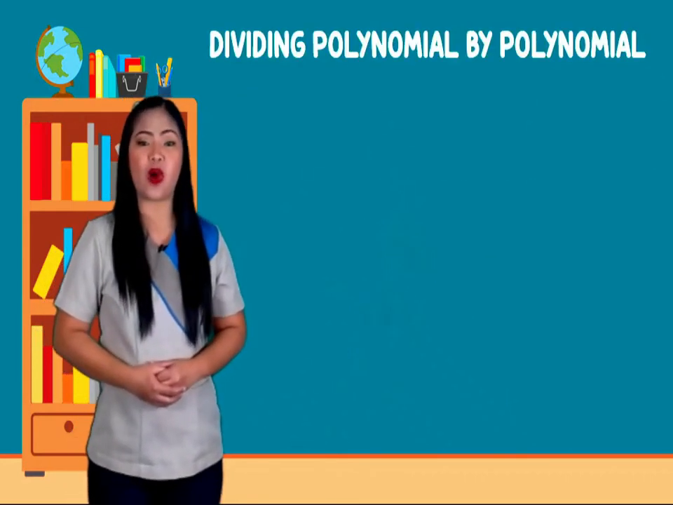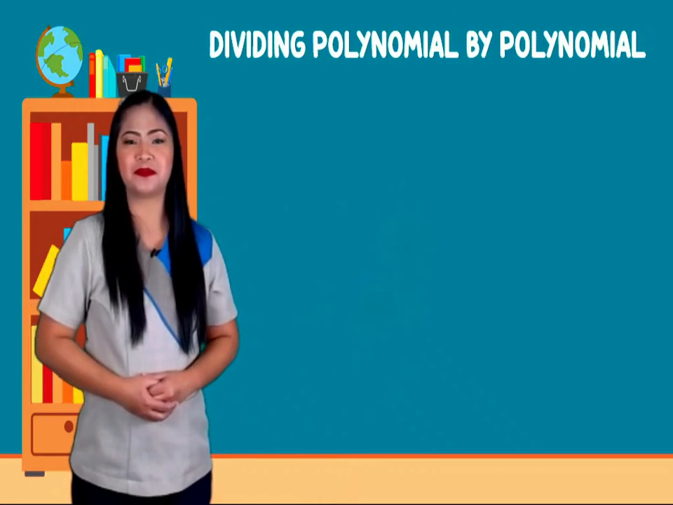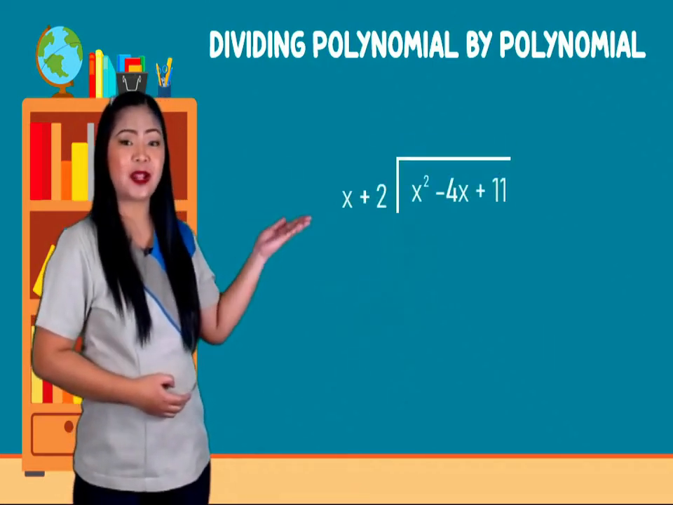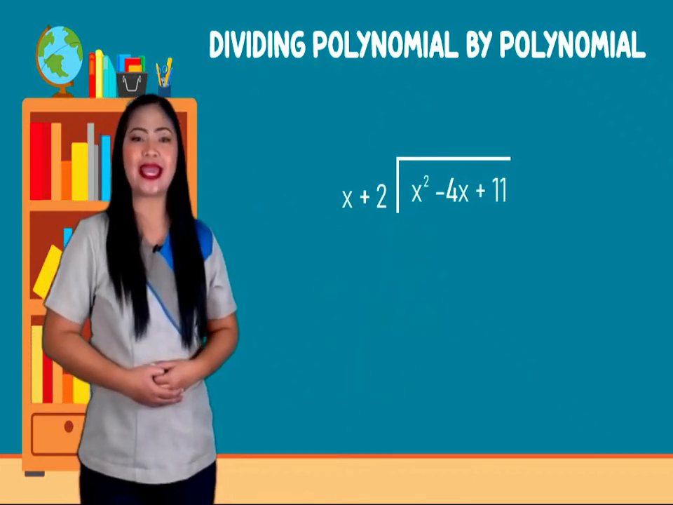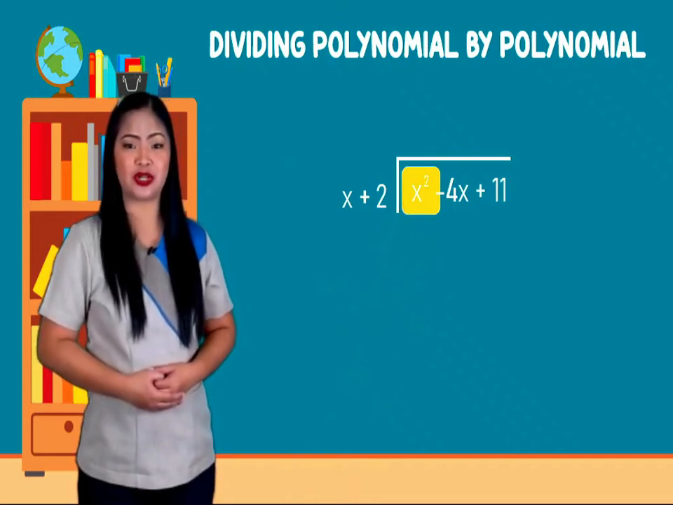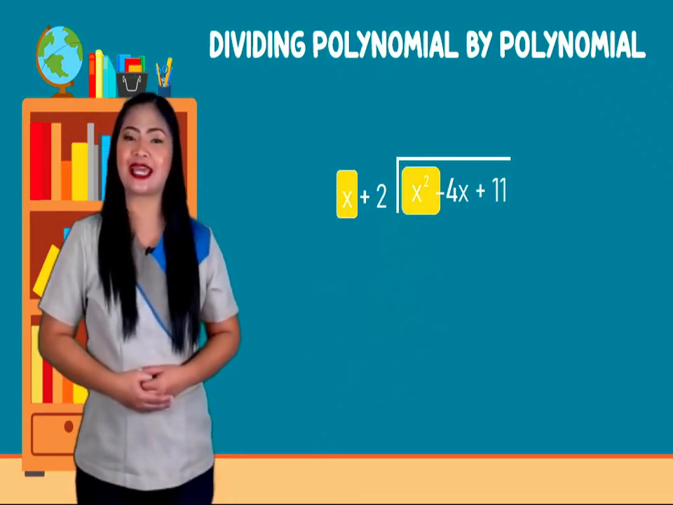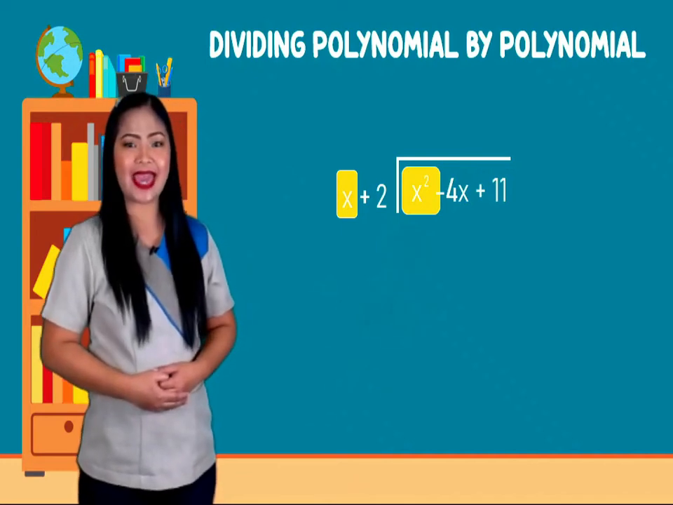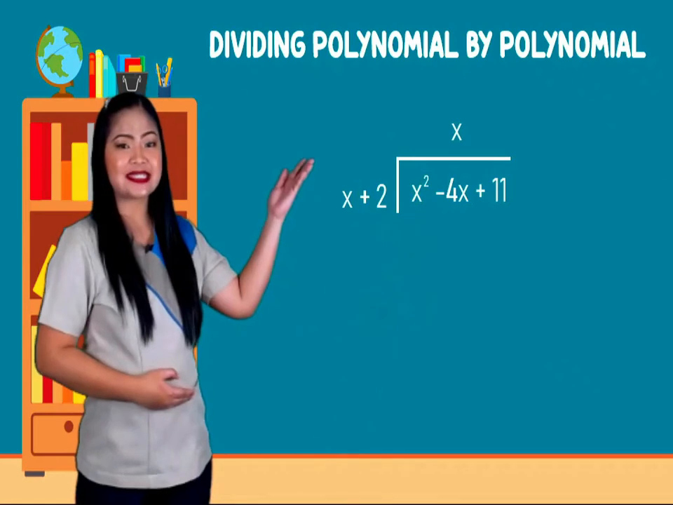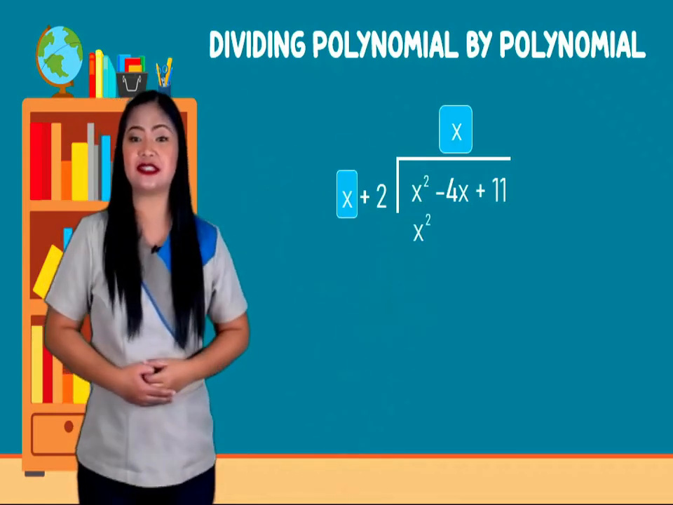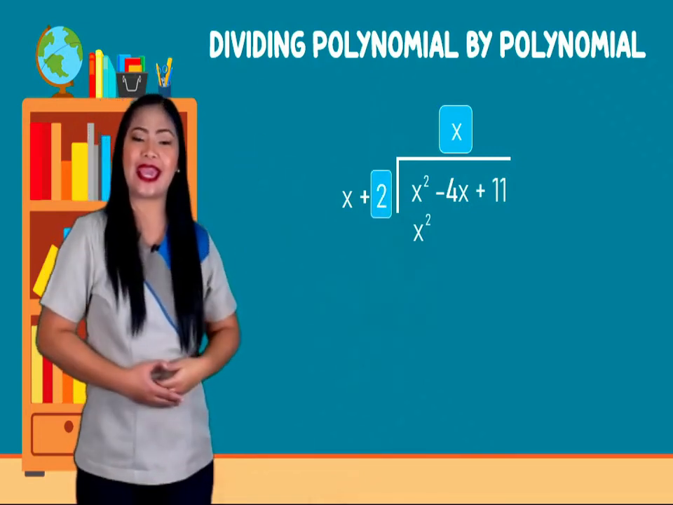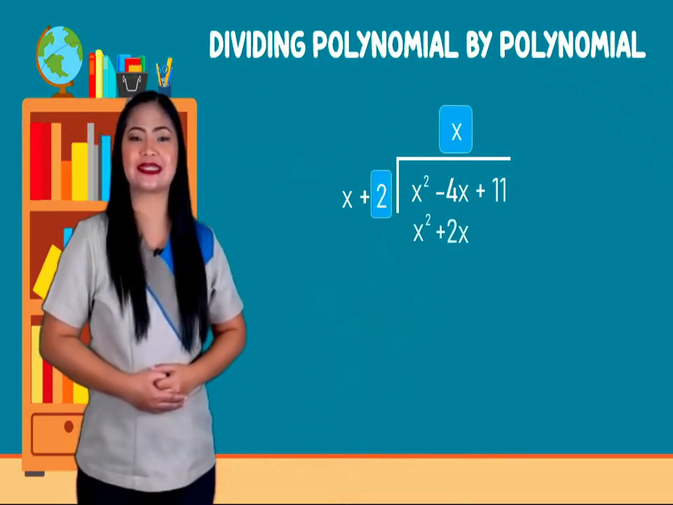Let us have one more example. X raised to the second power minus 4x plus 11 divided by x plus 2. First term divided by first term, we have x raised to the second power divided by x is x. Multiply x times x is x raised to the second power. Then, x times positive 2 is positive 2x.